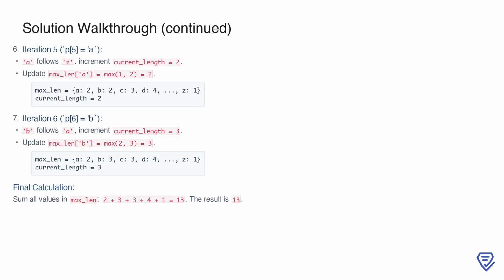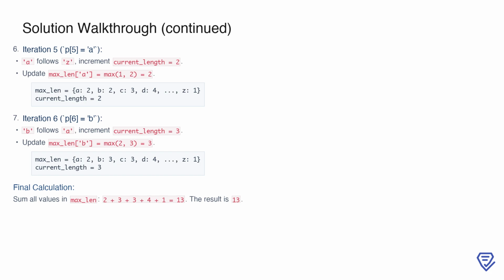For the sixth character, a, we see that a follows z in the wraparound order, so we increment current_length to 2. We update max_len[a] to the maximum of its current value, 1, and current_length, resulting in max_len[a] equals 2. Finally, for the seventh character, b, which follows a, we increment current_length to 3. We then update max_len[b] to the maximum of its current value, 2, and current_length, so max_len[b] equals 3.